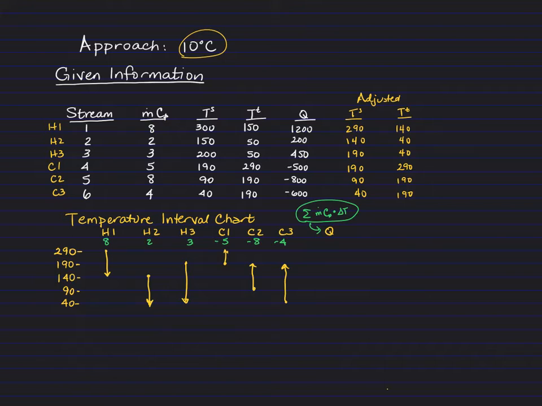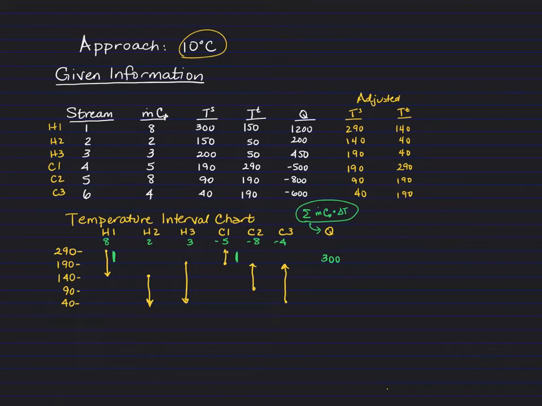And when I do that, for this first interval here, I have this stream and this stream. So the sum of m dot C sub P is 8 minus 5. My delta T is 100. So 8 minus 5 is 3 times 100 is 300. And so this interval, the Q is 300.